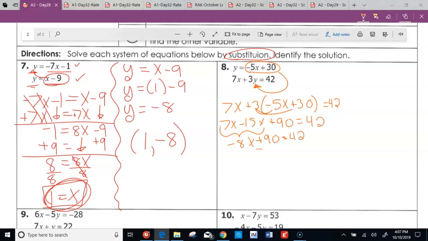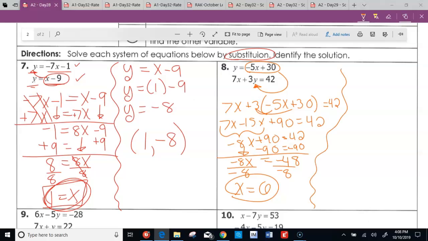Solve this like a two-step equation. I'll subtract 90 from both sides. And I get, on the left side, negative 8x falls down. These 90s cancel out. 42 minus 90, it's going to give me negative 48. I'll divide both sides now by negative 8 to get the x isolated. And I get positive 6 because the negative divided by negative is a positive. There's my x value, but I still need to get my y value.